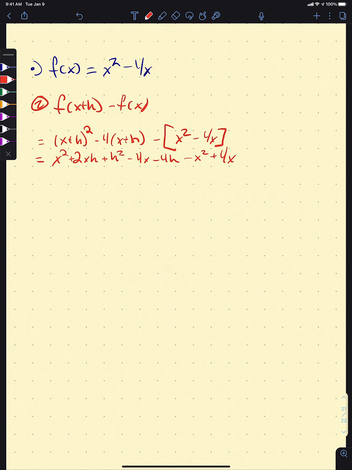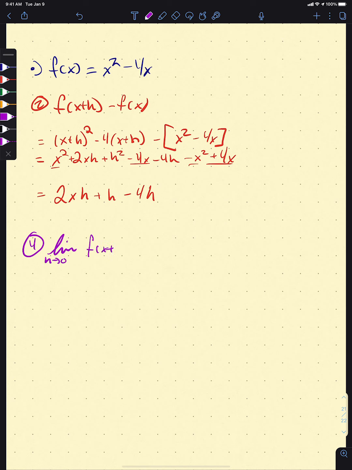Now we want to simplify. And what do we get post-simplification? Well, my x squareds are going to cancel. I'm left with 2xh. My h squared doesn't cancel with anything either. My minus 4x and my plus 4x cancel. And then we're left with minus 4h. In step 4, we're taking the limit as h goes to 0 of f of x plus h minus f of x over h. This is our derivative itself.